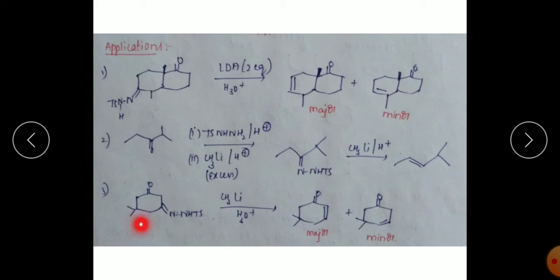Next, now I would like to explain the third application. Here also we consider the tosyl hydrazone of a carbonyl compound. This reacts with the base and finally undergoes acidic hydrolysis. We get two products. Out of these two, one is major and another one is minor, because this is the less substituted olefin and this is the more substituted olefin. Okay, this is about the Shapiro reaction.